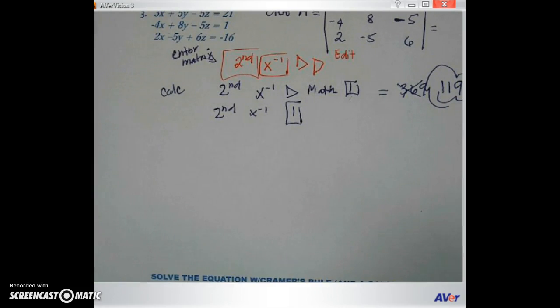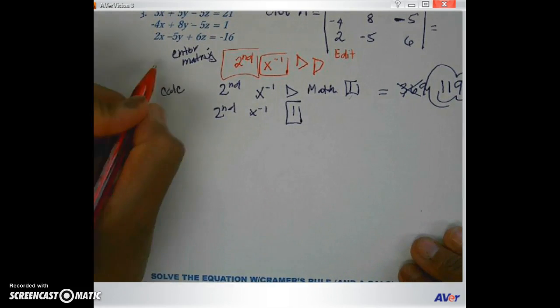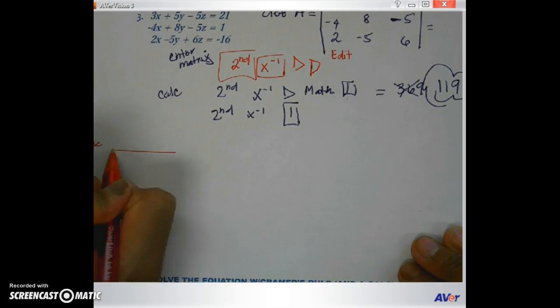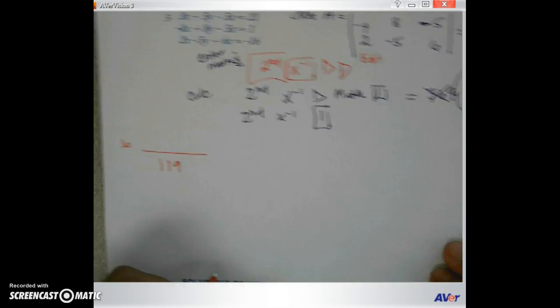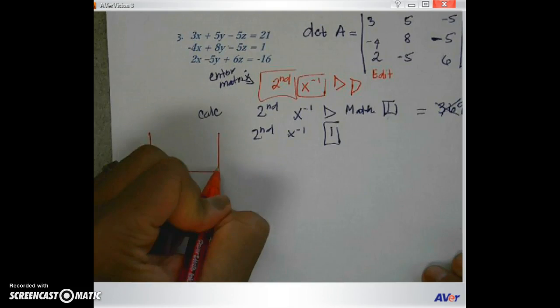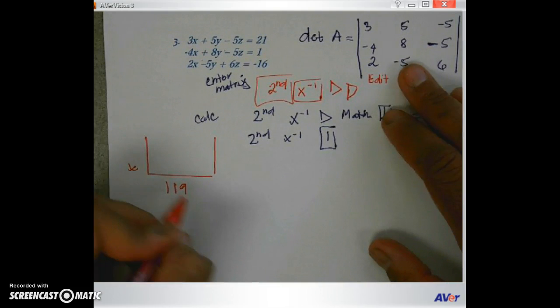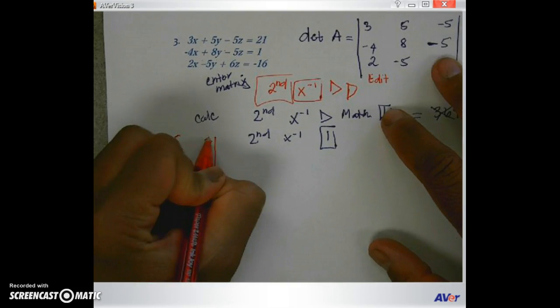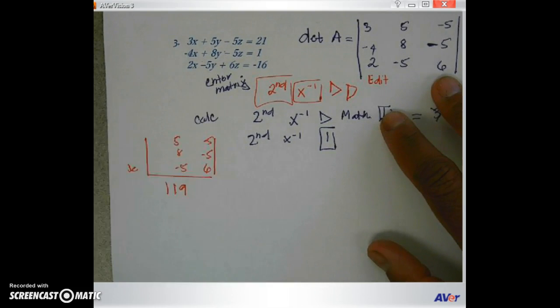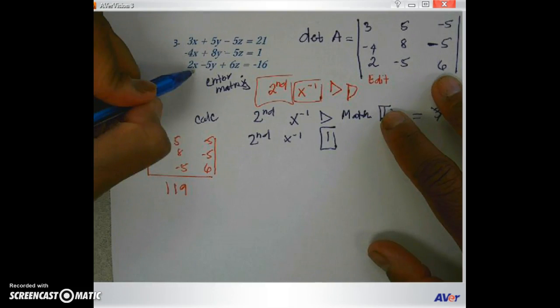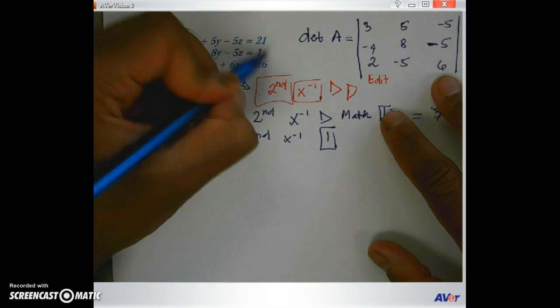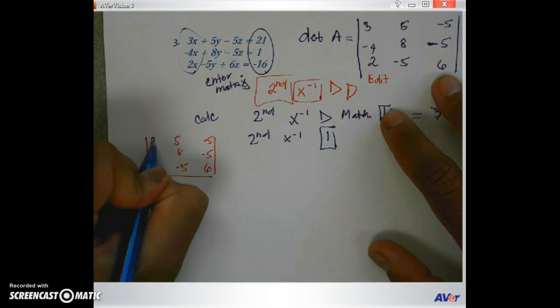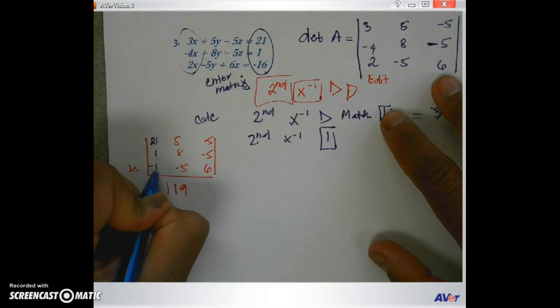Okay, so from here, I need to find each of these variables. So for x, I know the bottom is 119, and the top is that same matrix that you had over here, only the correct version, 5, 8, -5, -5, -5, and 6. And now the x values that were here, I'm going to substitute this in. So this is the 21, 1, and -16.